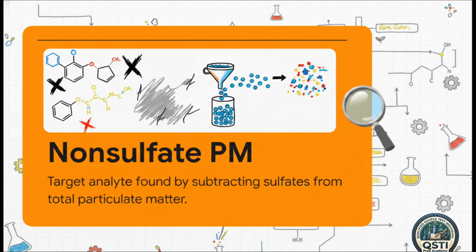Because non-sulfate particulate matter isn't just one single chemical. It's a broad category defined entirely by what it isn't. It's literally just whatever particulate matter is left over after we account for all the sulfates. So to quantify it, we can't just run a scanner and look for it directly. Instead, we have to use this brilliant, methodical process of chemical elimination.